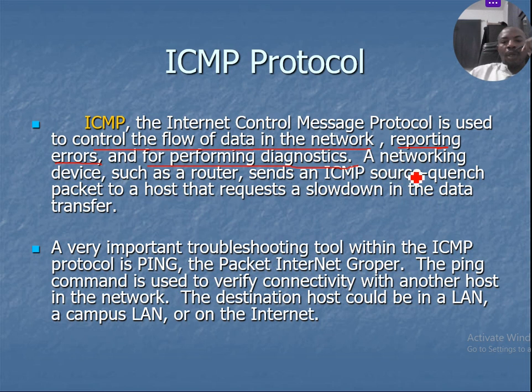So a networking device such as the router sends an ICMP source query packet to the host that requests a slowdown in the data transfer. So the router has this protocol, can send this type of message to the host that requests the slowdown in the data transfer. Now, very important, this is very used for troubleshooting. It's like a troubleshooting tool that is used in solving any problem arising from this layer.